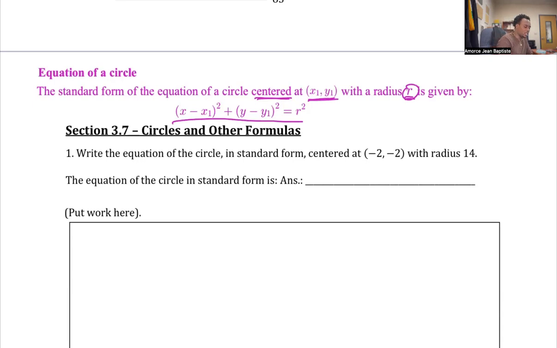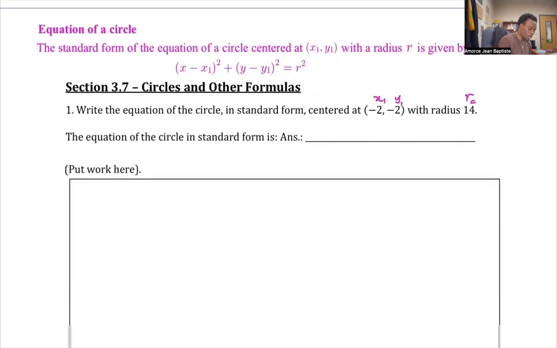We can just apply this to the example that is given to us, with x1, y1 equal to negative 2, negative 2, and the radius R equals 14. So we can just plug in these values for x1, y1, and R. That will give you the exact result for the equation of the circle in standard form.